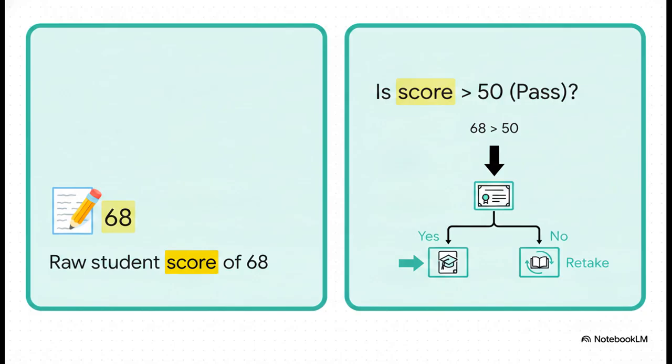We contrast that raw score of 68 against a defined pass mark of 50 by asking, is the score greater than 50? We completely empower the software to make a decision. The system can now automatically issue a passing certificate or prompt the student to retake the class. It transforms raw data into a totally actionable outcome.